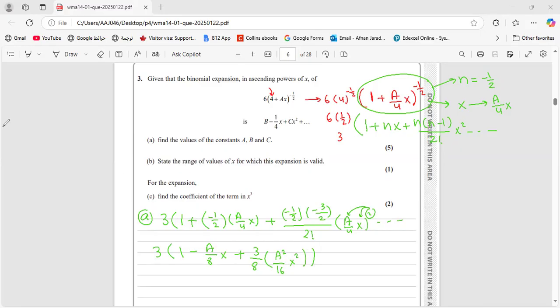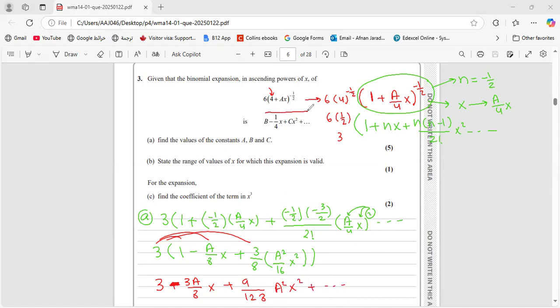Now, look here. Now expand 3. It will be 3 plus, minus, this one minus 3a over 8x, plus 3 multiplied by 3, which equals 9 over 8 multiplied by 16, 128 a squared x squared.